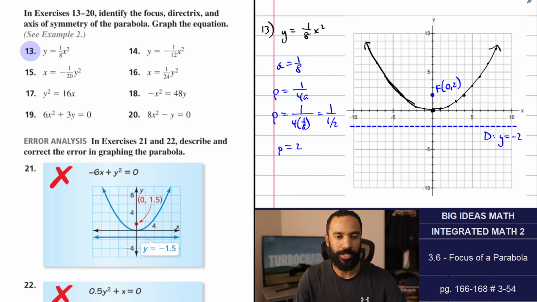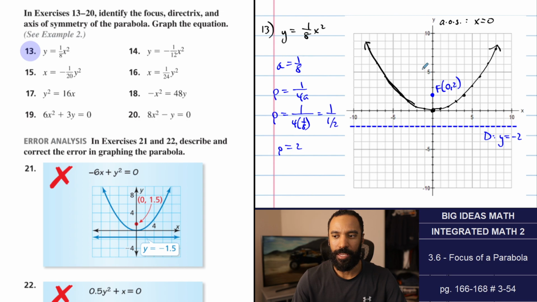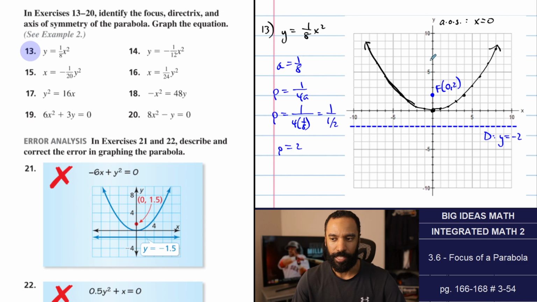We got the focus, directrix, axis of symmetry. I didn't write that. Axis of symmetry is x equals 0. And it might be that almost every time, as all these vertexes seem to be at the origin. I think they're going to be to begin with. So your axis of symmetry goes up and down like that. I'm not drawing it, but that's what it is.